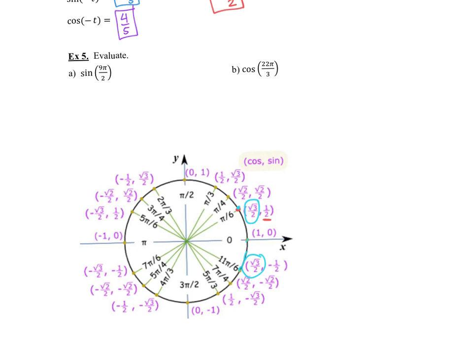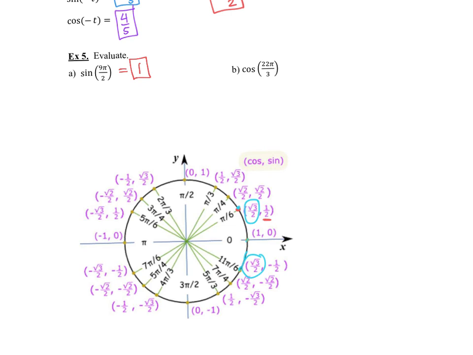So for example, if I start from 0, this is 1 pi over 2, 2 pi over 2, 3 pi over 2, 4 pi over 2, 5 pi over 2, 6 pi over 2, 7 pi over 2, 8 pi over 2, 9 pi over 2, I end up here. I want the sine value, so the y coordinate here is 1. So I know the sine of 9 pi over 2 is 1. That's one way to figure it out.